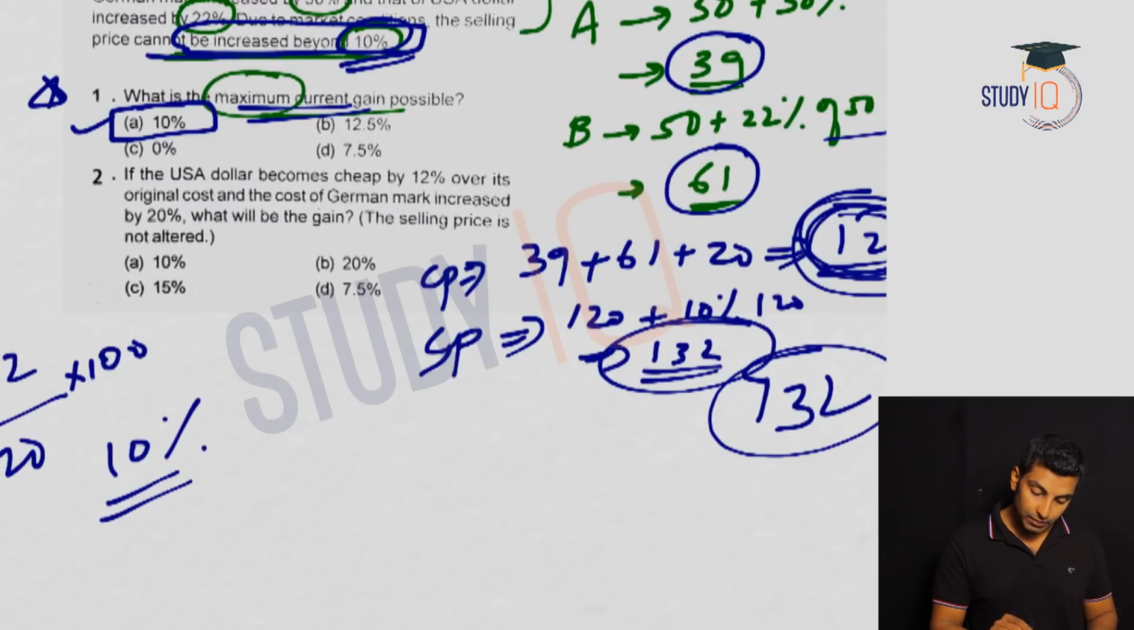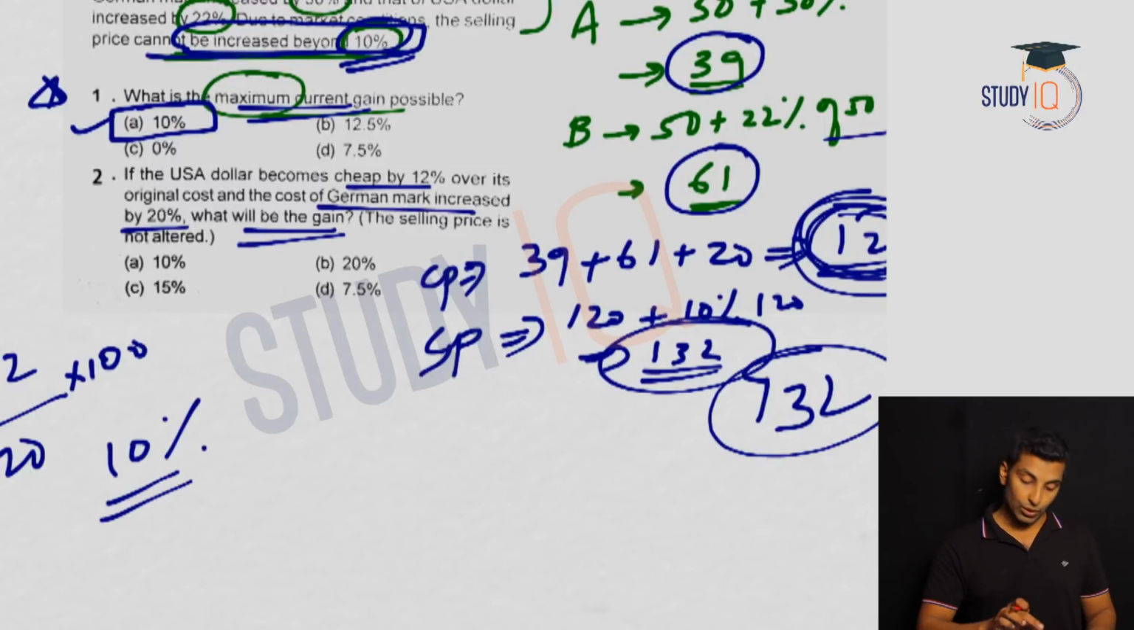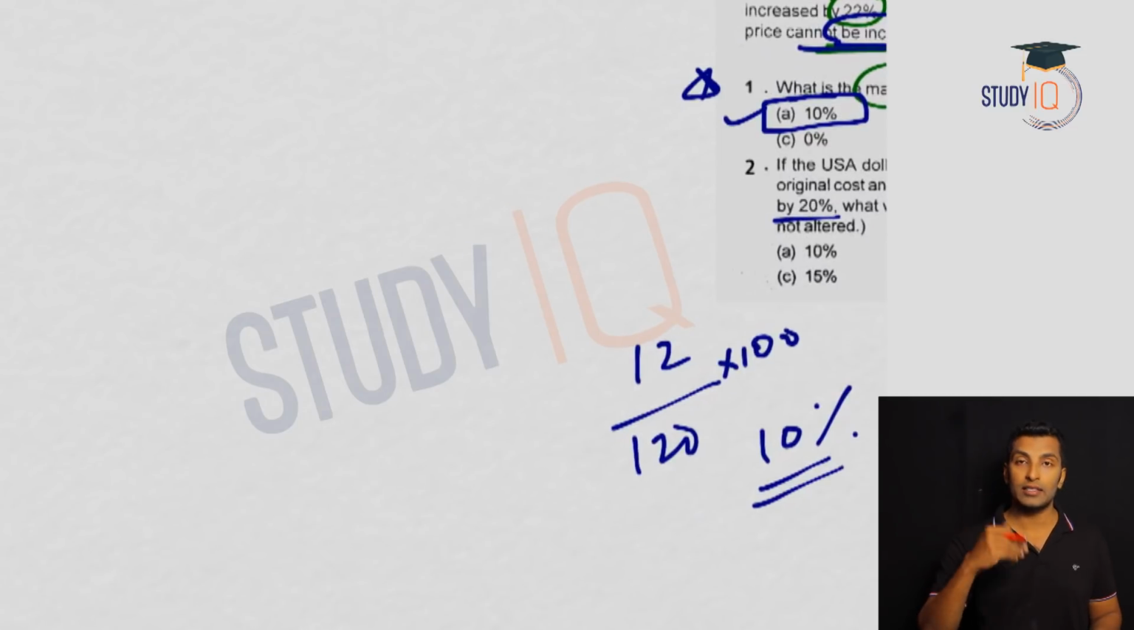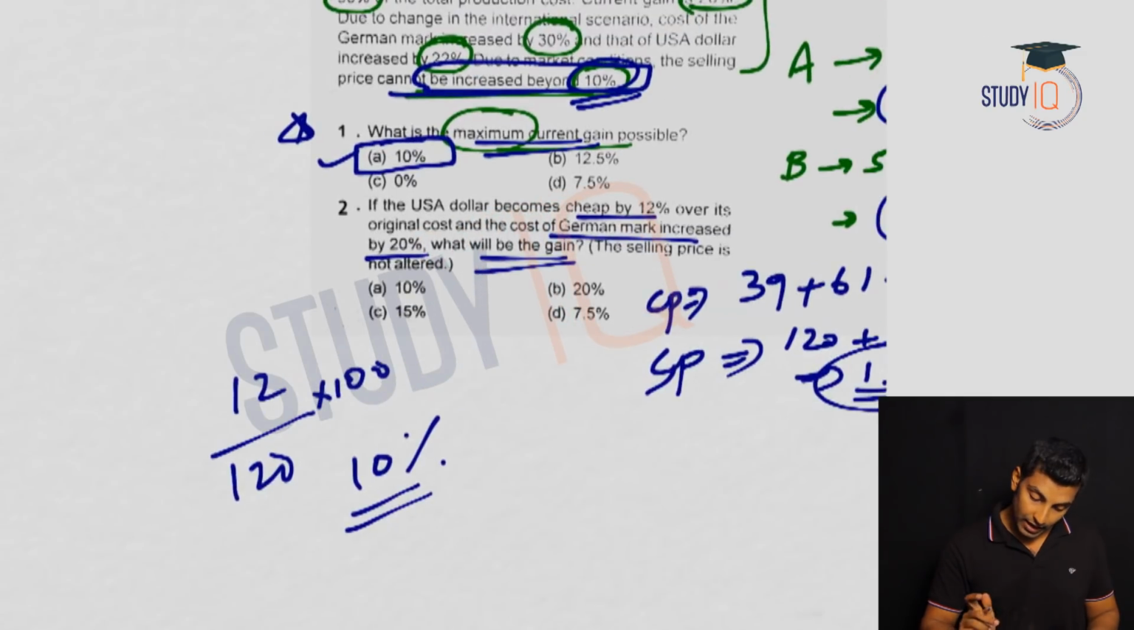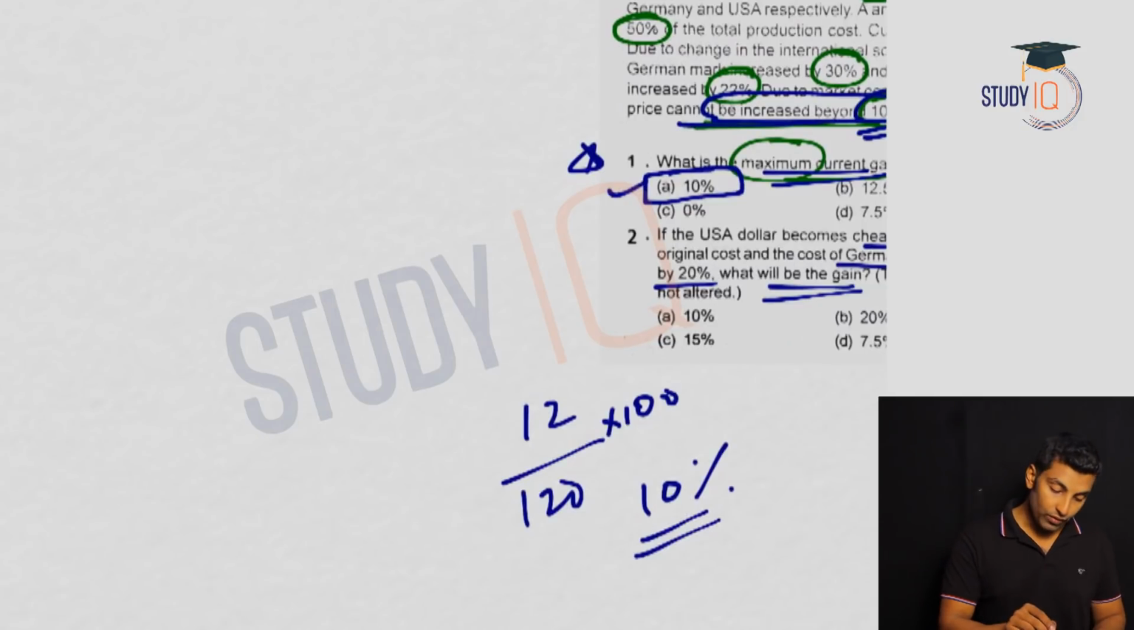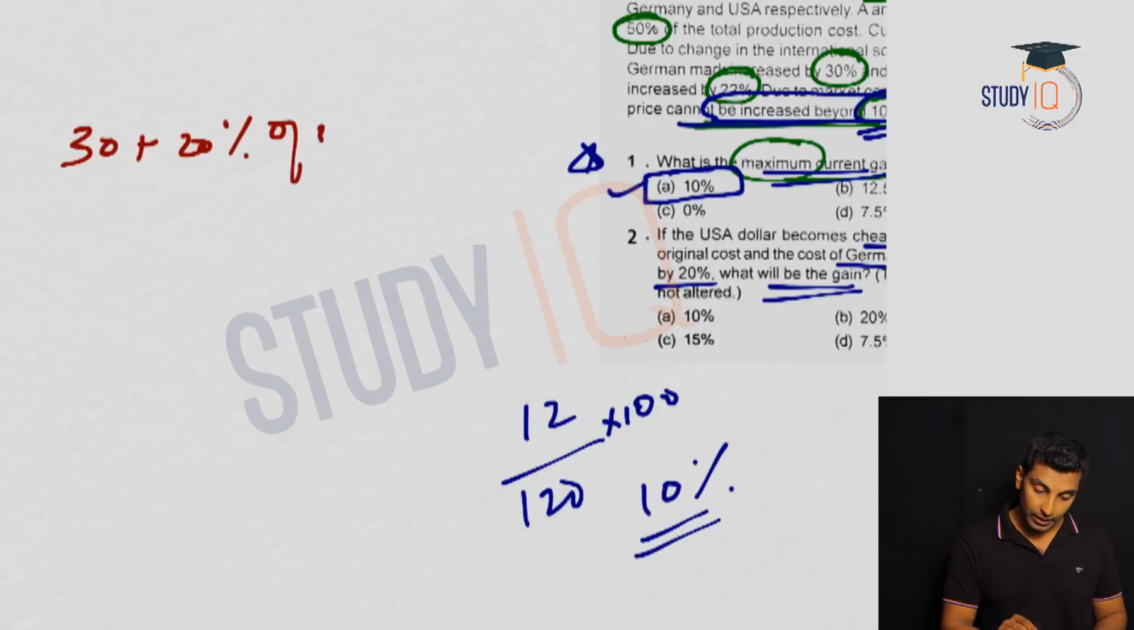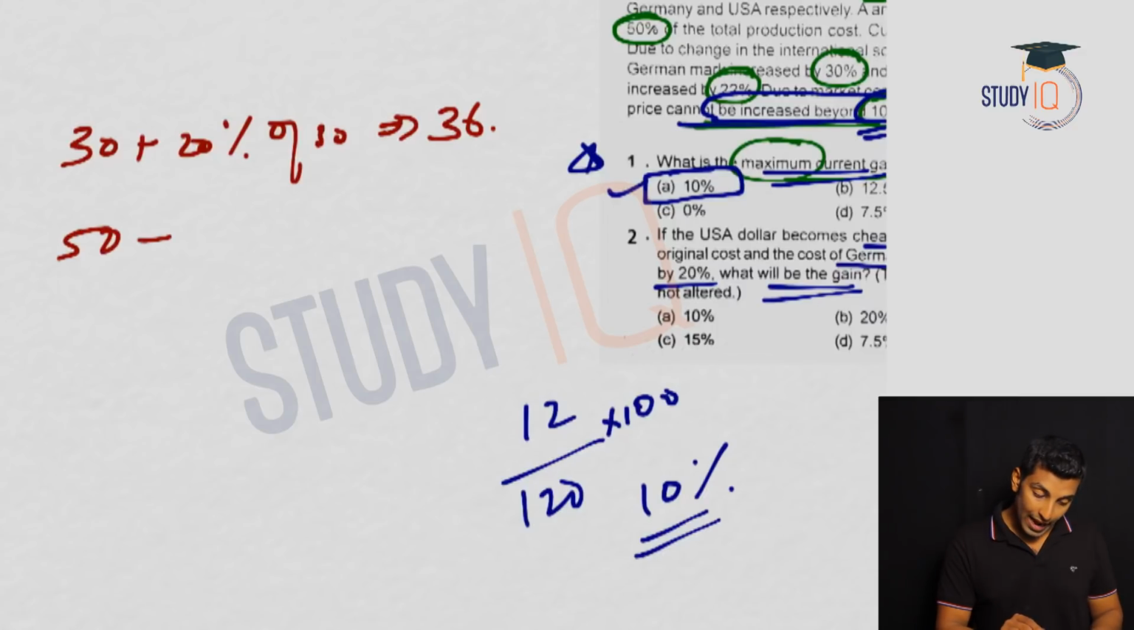If the US dollar become cheap by 12% over its original cost and the cost of German mark increased by 20%, then what will be the gain? So in this scenario, US dollar is cheap and German mark increased by 20%. Okay, so then what will be the price? See what will happen with German mark, that is 30 is the contribution. So 30 plus 20% of 30. So you will get 36. What about US dollar? 50 minus 12% of 50. So you will get 44.